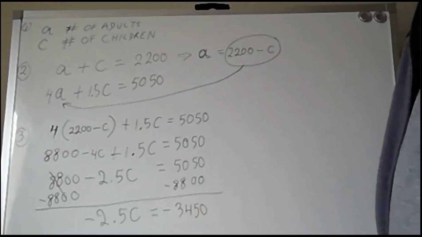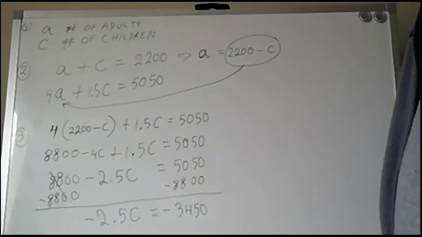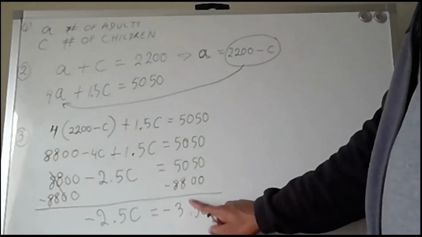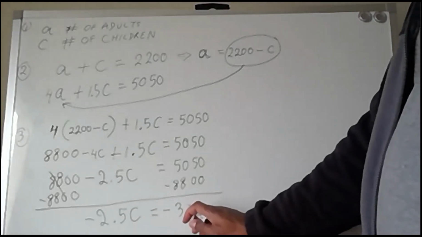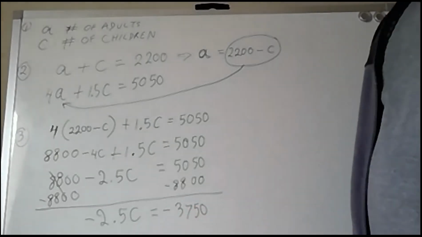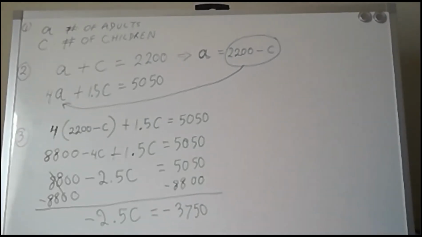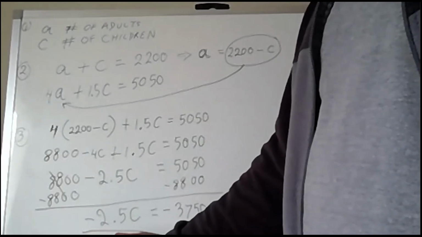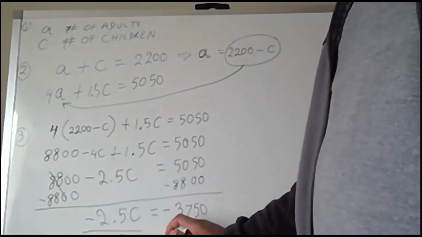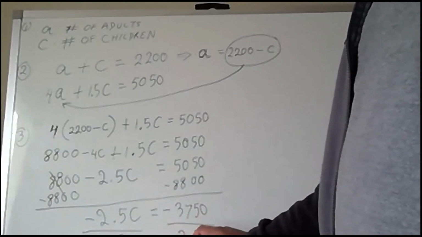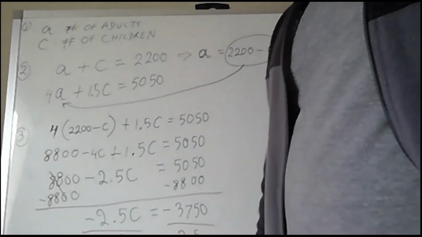I think I'm right. Or maybe not. 3,750. Right? All right, great. And then we're going to divide both sides by negative 2.5. I think I'll need to get my calculator now. This is getting too much for me. All right, so you guys calculate this.